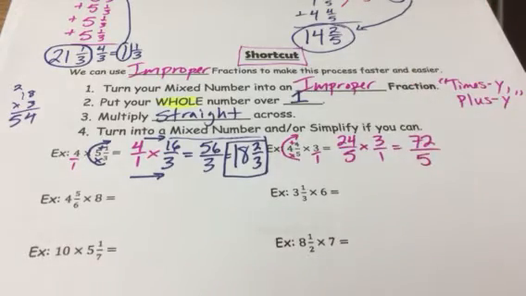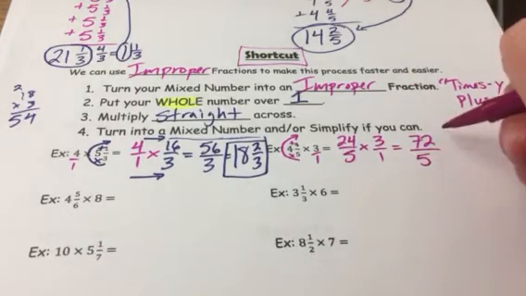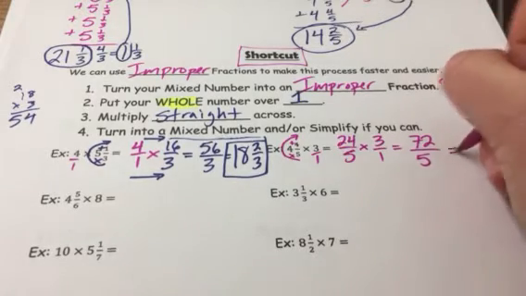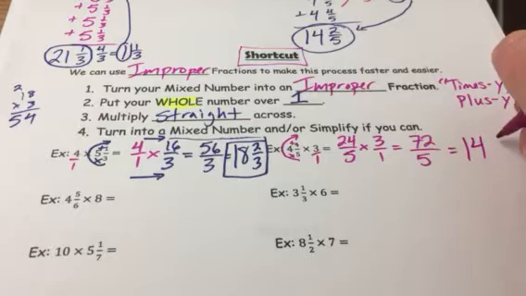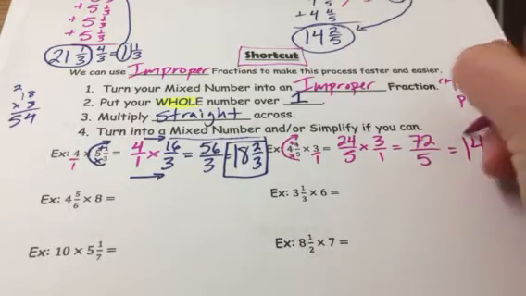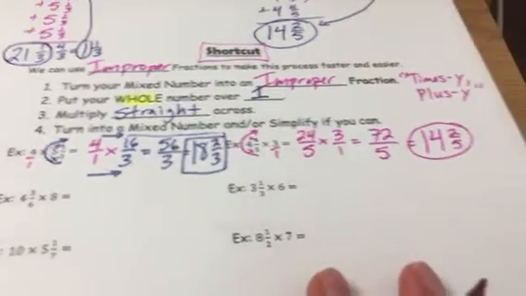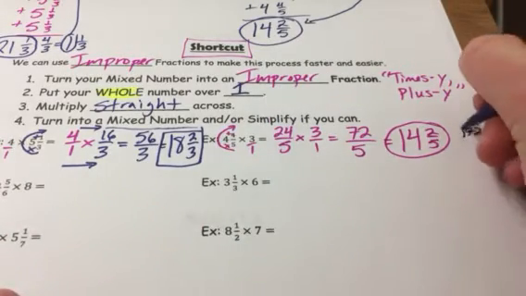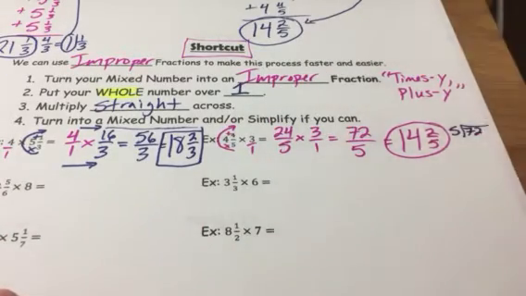72/5. Now we need to figure out how many times 5 goes into 72. I believe that's 14 times, and there's 2 left over. Now if you don't know how many times 5 goes into 72, set it up for long division. There's no problem with that. I'm able to do it mentally, but if you need to set it up for long division, go for it.